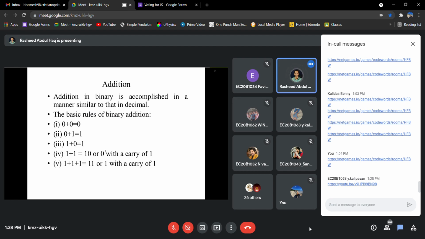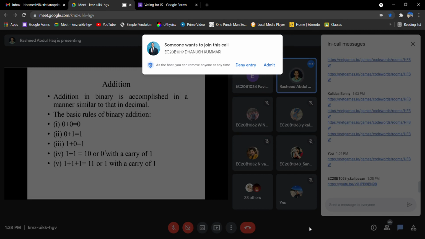In binary addition, the difference is that we have a maximum value. In the binary number system, we have just 0 and 1. So 0 plus 1 is fine because we don't have any other numbers. But in decimal, 10 plus 1 could be 11. We don't need to compare this with decimal. We can do all the addition with these four basic rules.